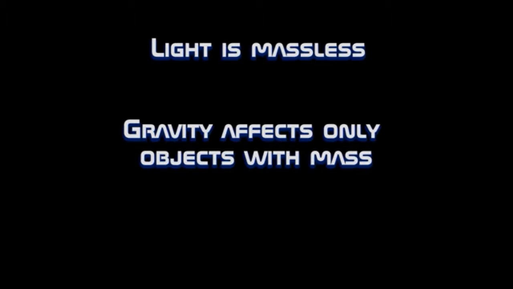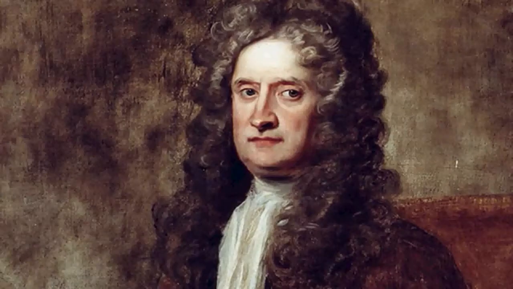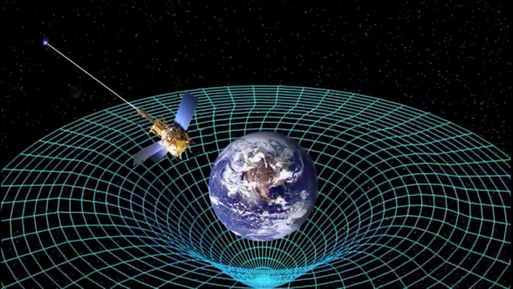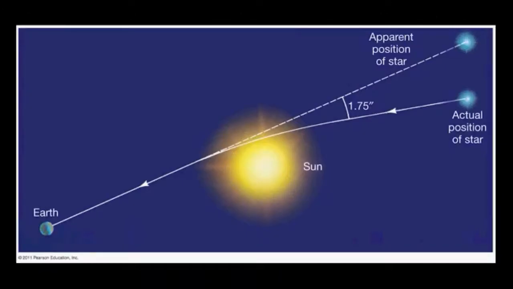But hold on, you might say, how can light be influenced by gravity, if it is massless, and by definition, gravity affects only objects with mass? Well, that's what Newton thought. However, Einstein's theory of relativity says that gravity bends spacetime, and even light is affected by that curvature.